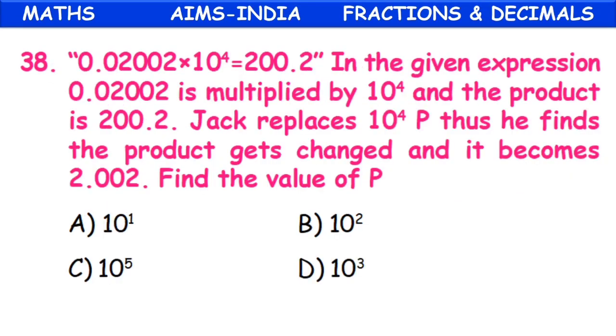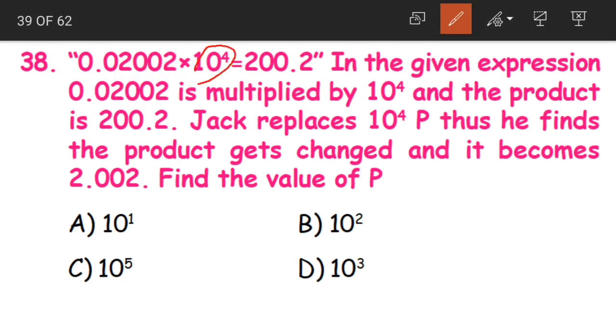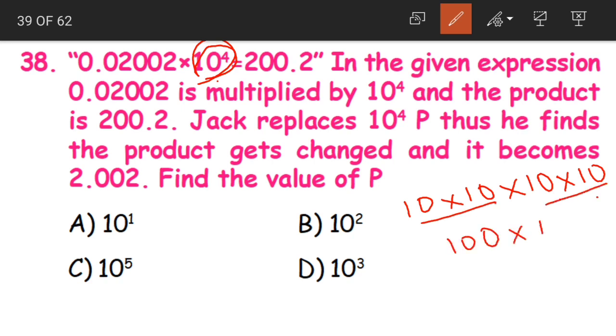Next question 38. 0.02002 into 10 to the power of 4 is equal to 200.2. Now what is this 10 to the power of 4? That means 10 is multiplied 4 times. What is 10 to the power of 4, children? 10 is multiplied 4 times. 10 into 10 is 100, and again here 10 into 10 is 100. 100 into 100 is equal to 10,000. Yes, we are having 4 zeros.